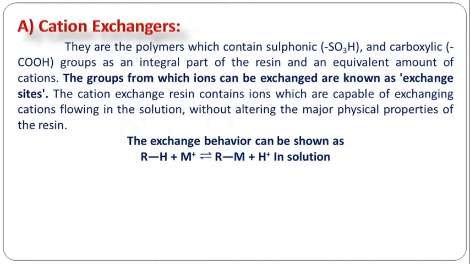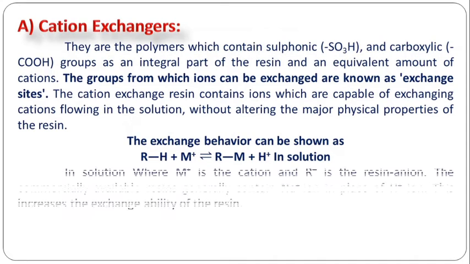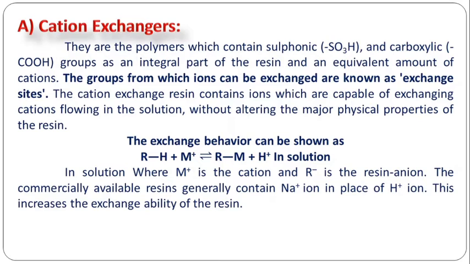The exchange behavior can be shown as this reaction which takes place at the exchange sites. Cation exchangers contain an acidic functional group, so it has H plus ions to be exchanged. This is useful for the exchange of cations. Suppose this is a metal cation, so what will happen? There is an exchange between this H and M. So the resin will take this metal ion, while this H plus ion moves into the solution, right? So this exchange will take place in this solution, where M plus is a cation and R minus is a resin anion.